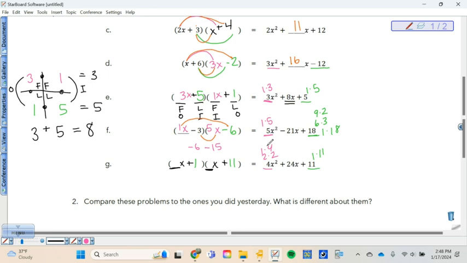Okay, so which one do you want to try? 1 and 4 or 2 and 2? 2 and 2. Let's try 2 and 2. So I know, right, 2x times 2x. Do it the same way.